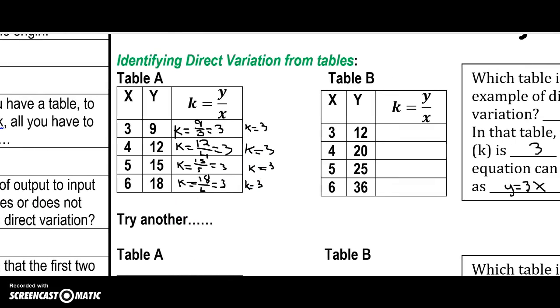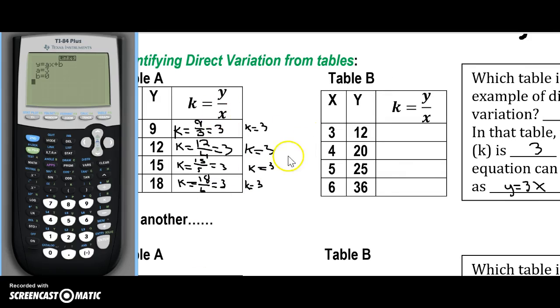Go to the next table. We're gonna do the next one all the way in the calculator. If you want to do it the way I did it on table A with the K equals Y by X, you're more than welcome. But the calculator makes life a whole lot easier. So I'm gonna go back to edit. Now you can write over every number in here.